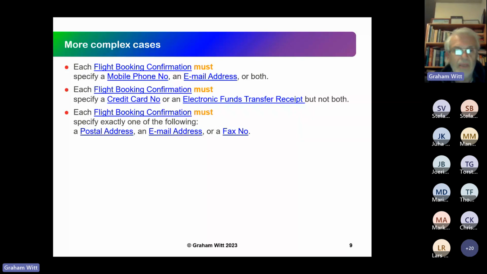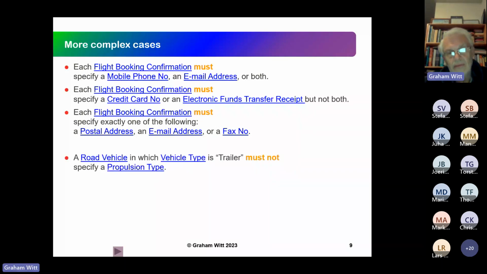It must be one of postal address, email address, or fax number. So this allows us to make sure that the data is complete without necessarily limiting it to just mandatory attributes and optional attributes.